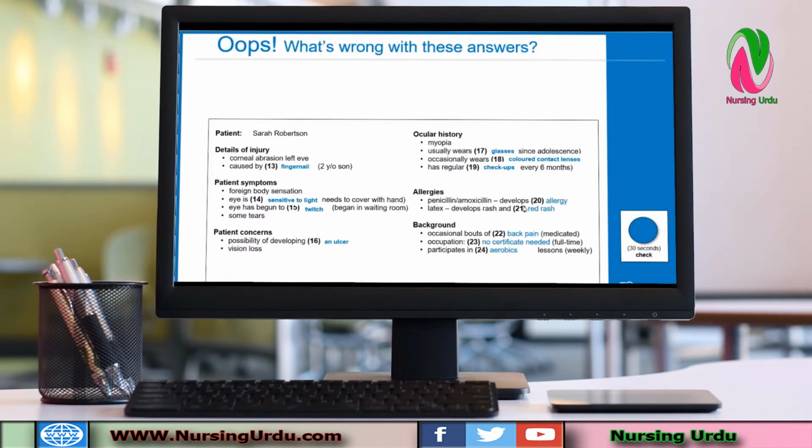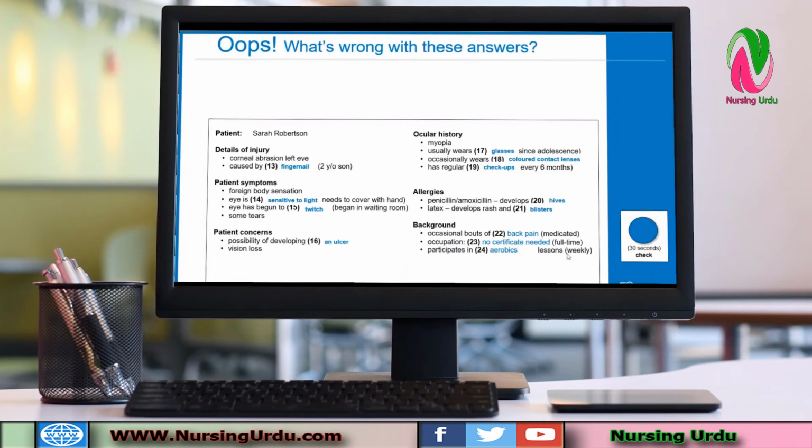Number 20, develops allergy. Develops hives. Okay, so she actually said this word and we need to write down hives, even though hives perhaps are an indicator of allergy. What she said was hives. Number 21. So latex develops rash and red rash develops blisters. Okay, develops blisters.